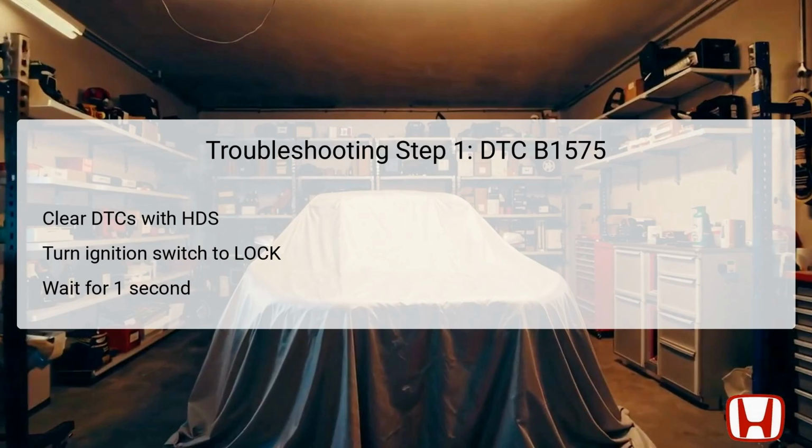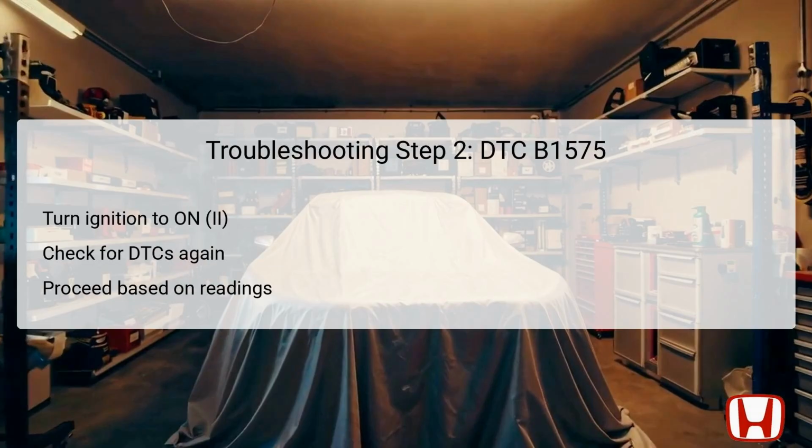After this step, engaging with the HDS again to check for any emerging DTCs ensures that any trouble codes, including B1575, are accurately reported. If DTC B1575 is still indicated, it shows that the issue persists and further investigation is required. In this step, after clearing the codes, you will turn the ignition switch to the on position. This action allows the electrical systems to initiate, and only once the ignition is fully engaged should you check for any present DTCs with the HDS again.